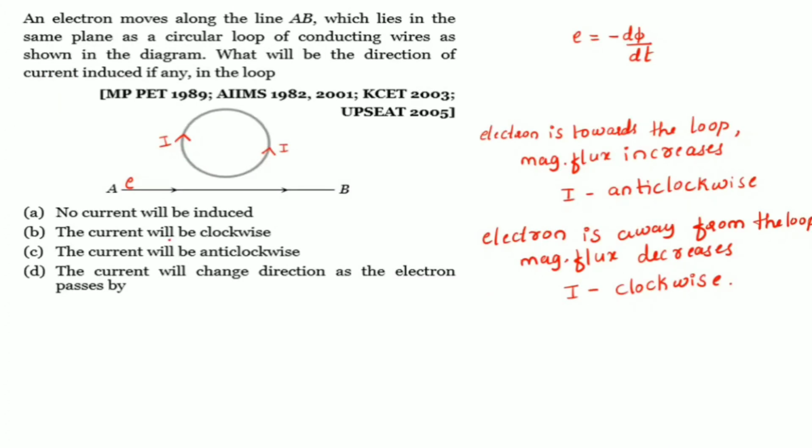So you can observe the options here. The right option is D, because the current will change direction as the electron passes by. When the electron passes by the circular loop, direction of the current automatically changes. Initially, direction of current is anti-clockwise. When the electron passes by the circular loop, current changes its direction, that is clockwise. So the right option is D.